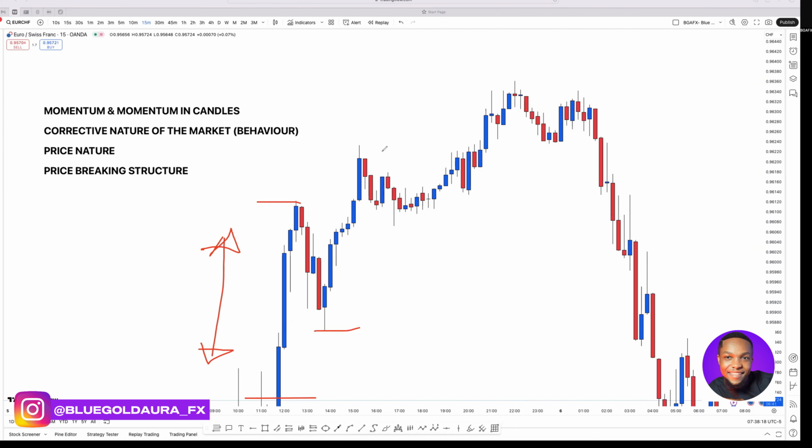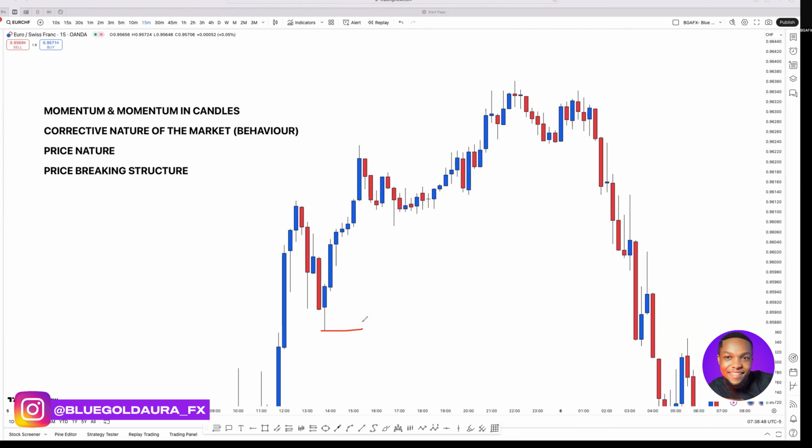Then we had the next swing point, the next impulse push. We can see that the candle size is reducing. The momentum is reducing. Compared to the previous momentum, we can say that the market is losing steam. The market is losing its momentum, and therefore we are trying to time the reversal. We know that at some point the market is going to reverse.